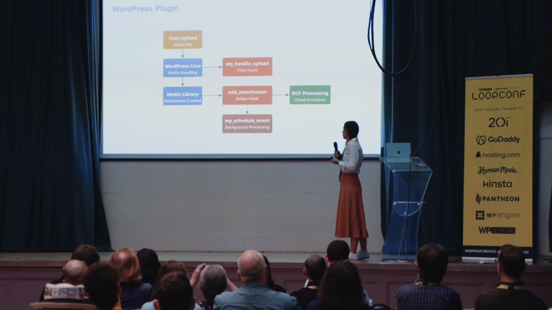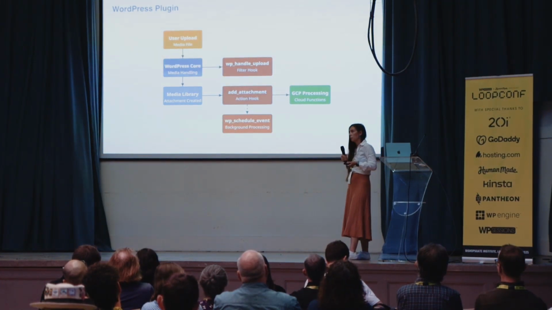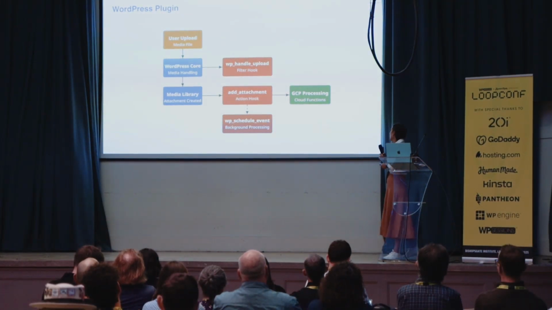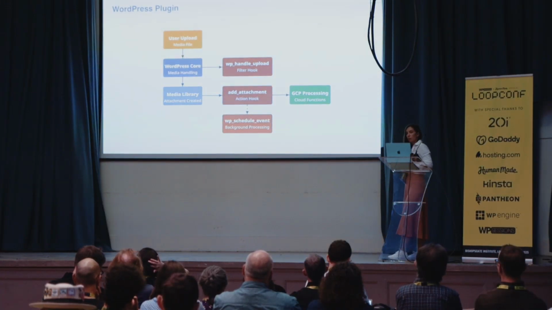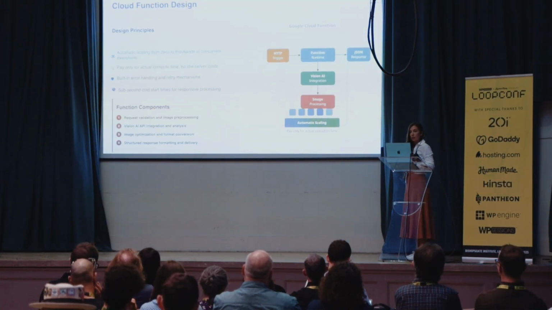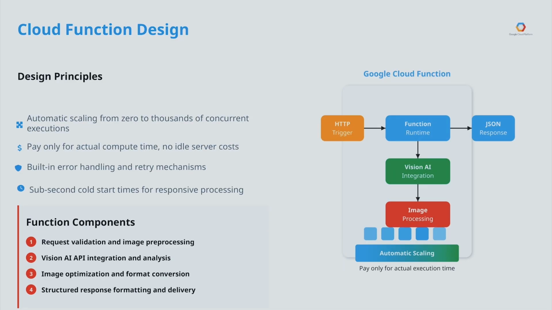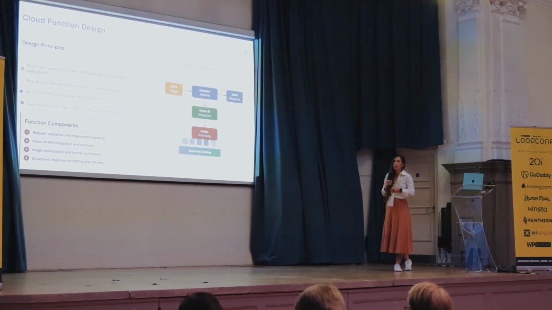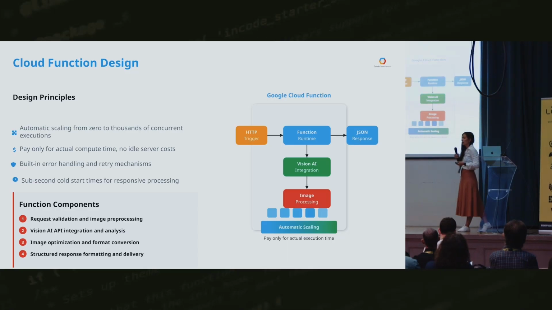It can also be used on a cron job if you don't want to disrupt your user experience with waiting, and sends to the Google Cloud Function for processing. The Cloud Function, in my case, uses Python, but you can use whatever you want. Just in my experience, Python works way better with image manipulation and optical character recognition. The Cloud Function, as we said, scales from 0 to 1,000 concurrent executions very quickly. You pay only for the compute time, and you can use their built-in logging and retry mechanisms.